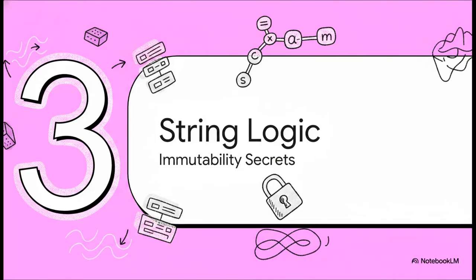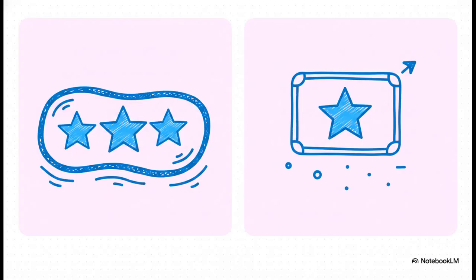All right, part 3, string logic and immutability. Let's talk about strings, which are honestly just sequences of characters, but they harbor a very crucial, almost hidden memory secret. The contrast in memory allocation here is actually fascinating.